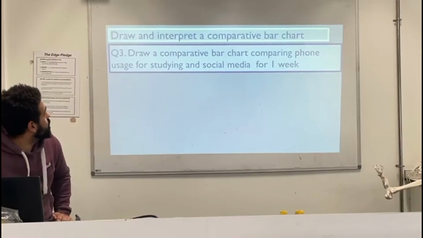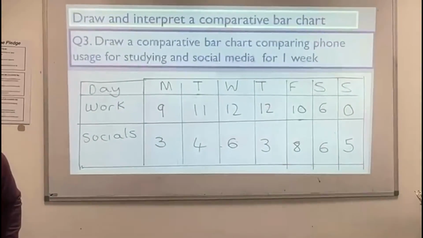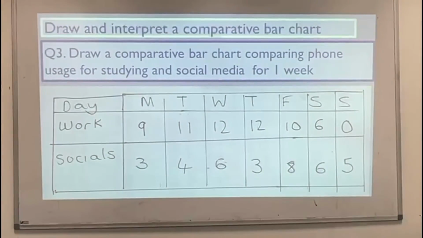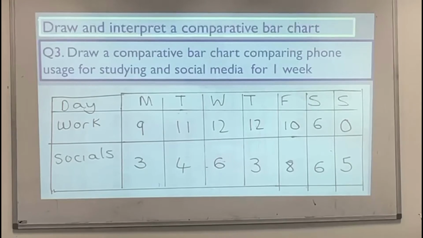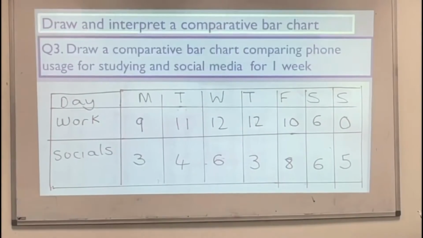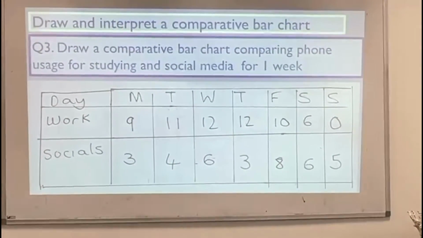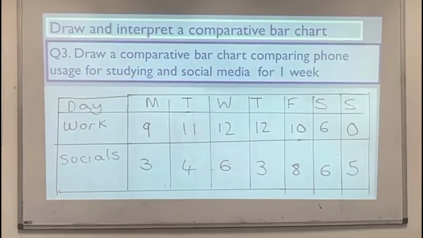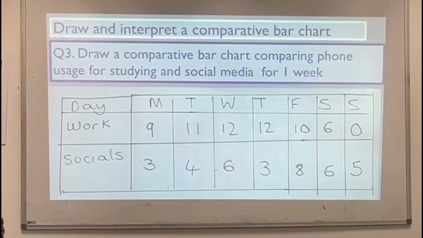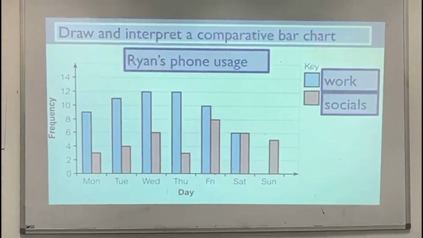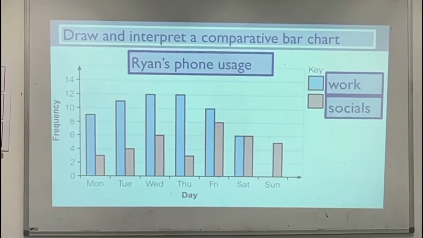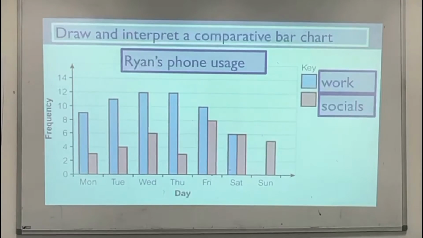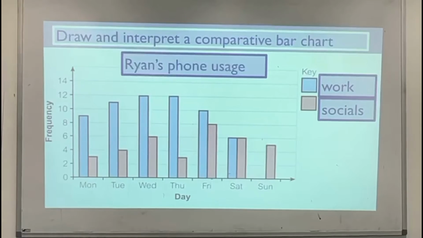So here's an example of the one I did. So again, I've just hand drawn it quickly. I've put the days of the week along the top, and every time I picked up my phone for work, I've tallied it, and every time I picked up my phone to do something non-work related for social media, I've tallied that as well. So you could do yourself a similar table, and then what I'd like you to try and do is turn that into a graph. And remember, it's a comparative bar chart, so you'll need to include a key as well.